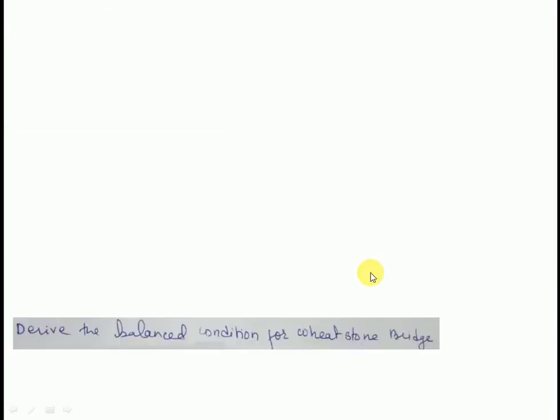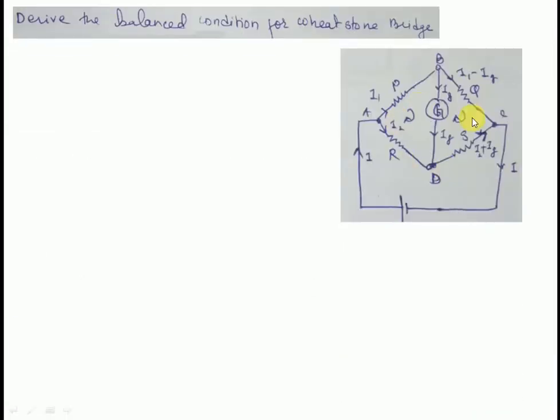So now let's derive the condition. For this I'm taking the Wheatstone bridge again with resistance P, Q, R, S, and the current I is going from here and it is dividing into two parts, I1 and I2. And from here this I1 is dividing into two parts, Ig is going through galvanometer and I1 minus Ig is going through Q, and this side I2 is going through R, and out here Ig plus I2 is going through S and it's coming back.